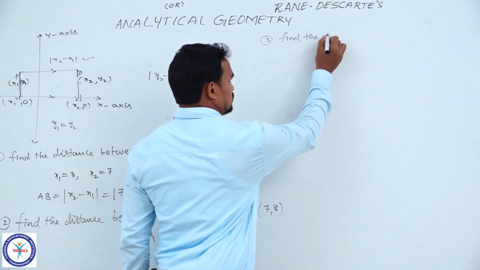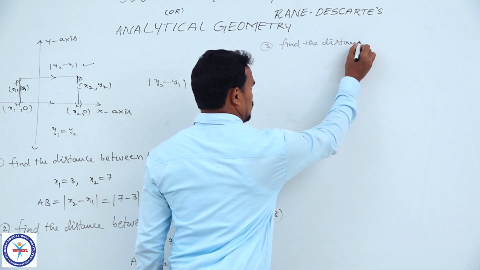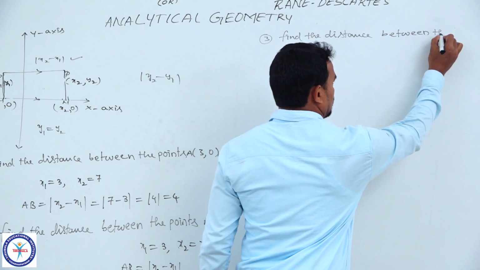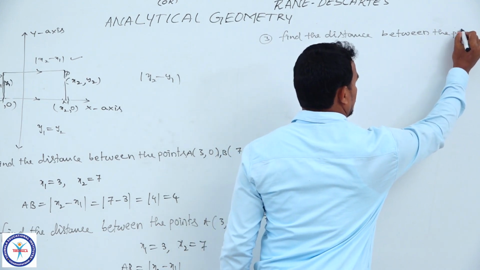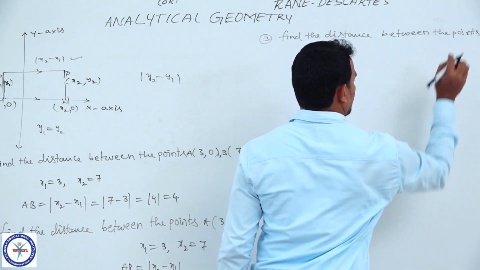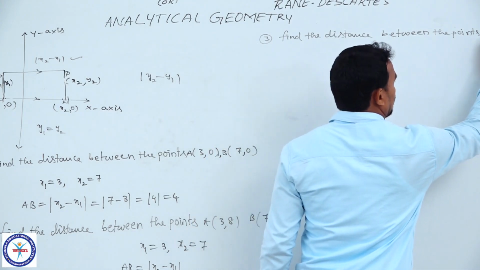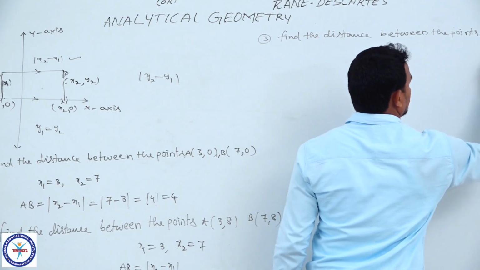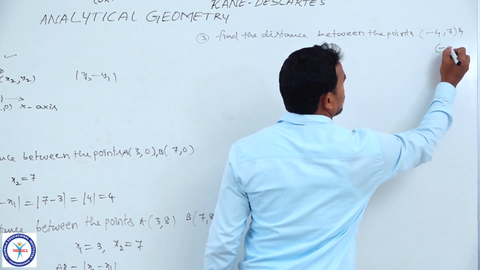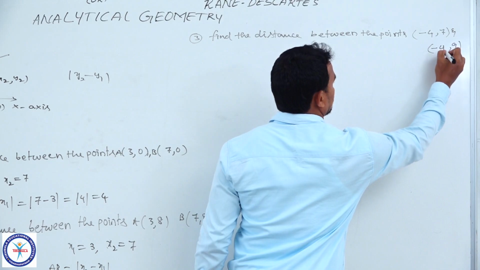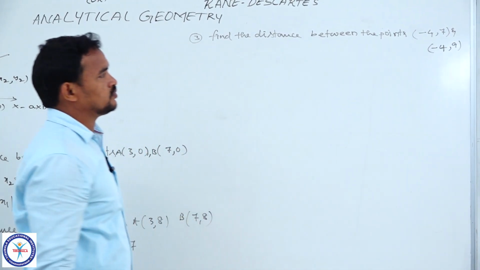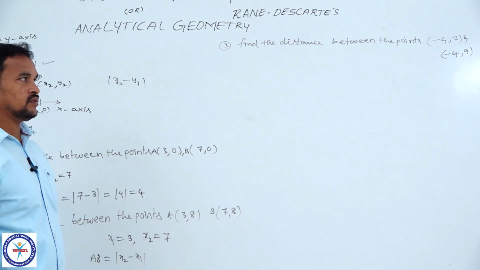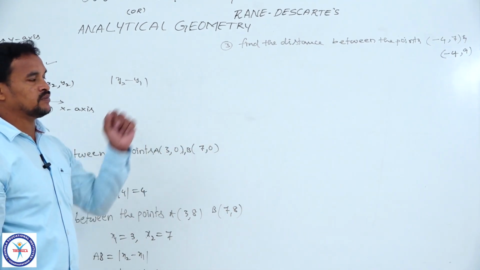Find the distance between the points (-4, 7) and (-4, 9). In these 2 points, what do we observe? In the first point the x value is -4. In the second point also the x value is -4.